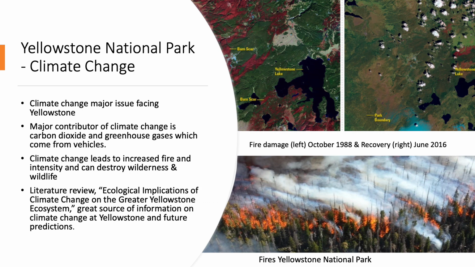The fire of 1988 burned 1.2 million acres. The photo from 1988 shows extensive scar damage in red, which is still visible 28 years later, as seen in the recovery photo from 2016. The literature review, Ecological Implications of Climate Change on the Greater Yellowstone Ecosystem, was a great source of information on climate change.